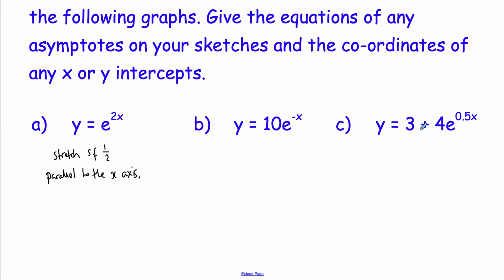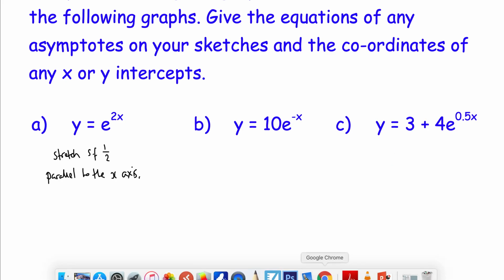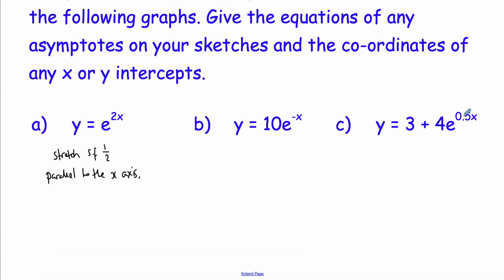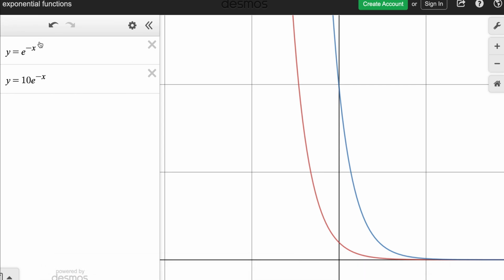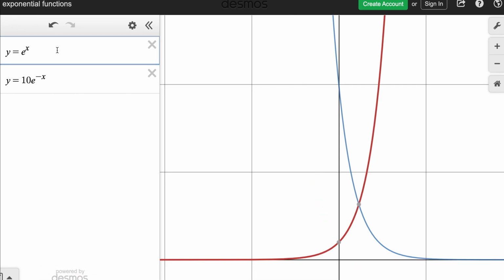And then finally 3 plus 4e to the half x. There's a few transformations going on there. Let's start with the e to the x again. Think about what e to the half x will look like next. So let's get e to the x back. That's the red one now.